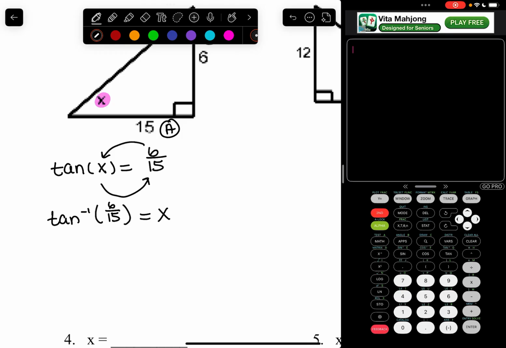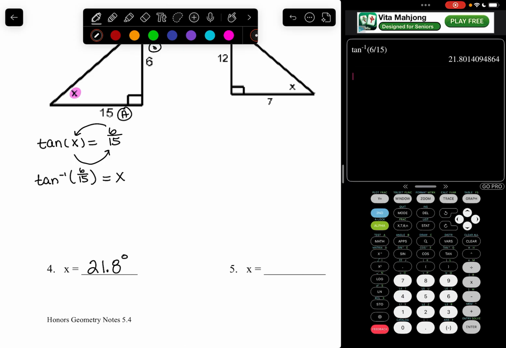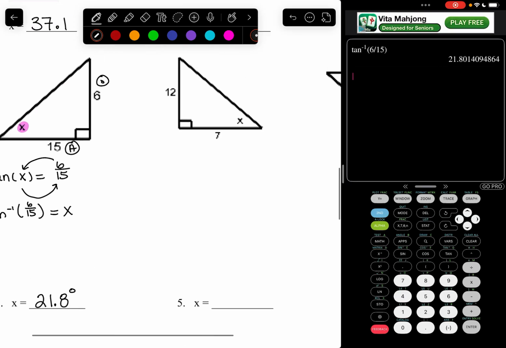You see that it's red now, and then I'm going to hit tangent, and it actually just gives me tangent inverse. And then I can just type in 6 divided by 15, close the parentheses, and I get 21.8. So that missing angle is 21.8 degrees. So anytime you're looking for the angle, you need to remember that you are going to be using the inverse function, tangent inverse. Okay, let's do this next example.